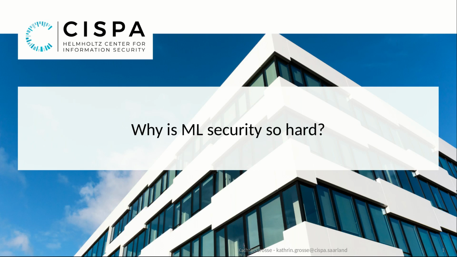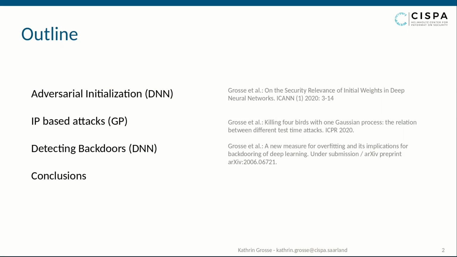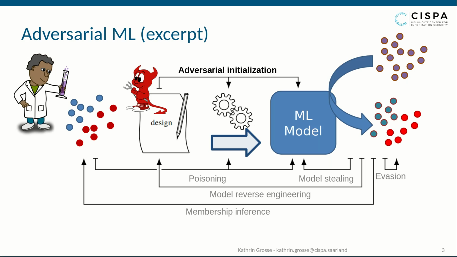the hardness of ML security or adversarial machine learning. This talk is based on 3 of my recent works, or rather parts of these works, and as the title suggests, the goal is to investigate a little bit what makes machine learning so difficult. Obviously this talk makes no claim for completeness; these are rather different aspects that come through if you read those papers. So let's jump right in and talk about adversarial initialization.